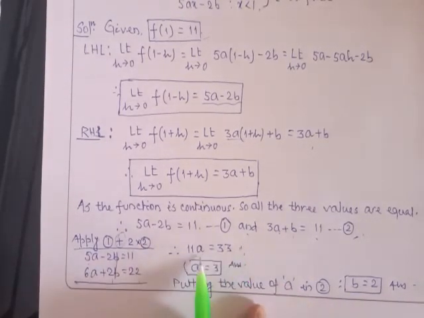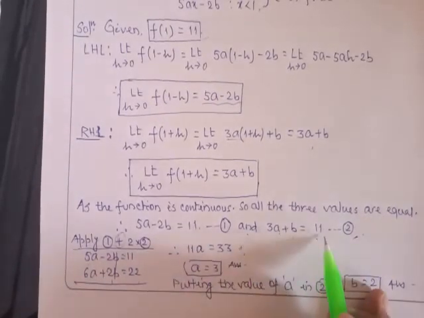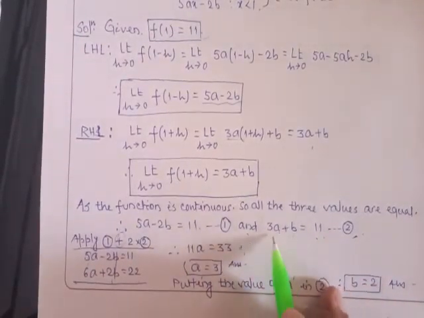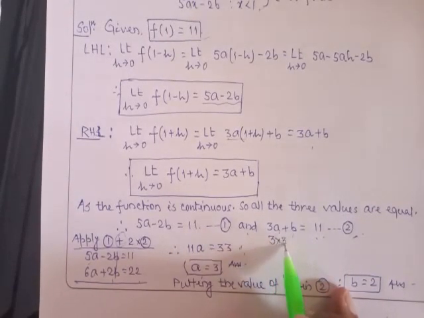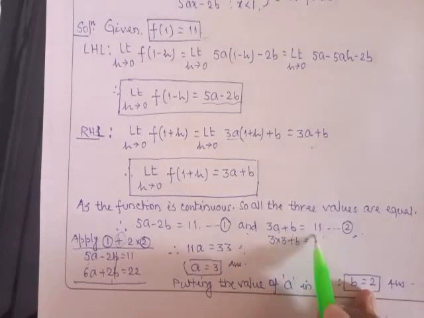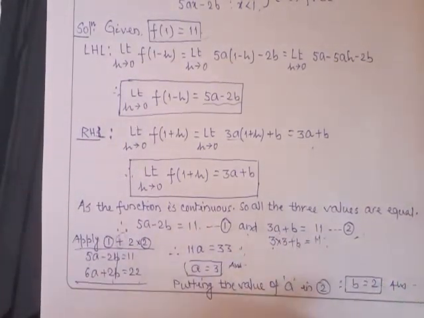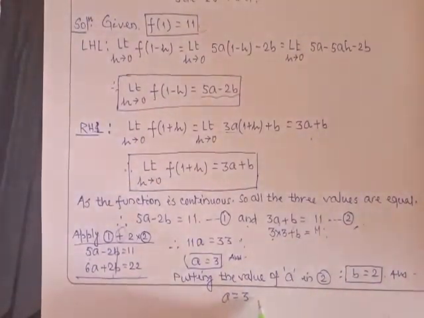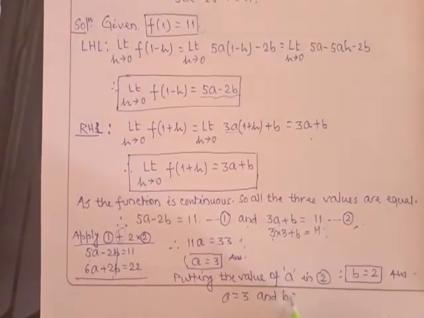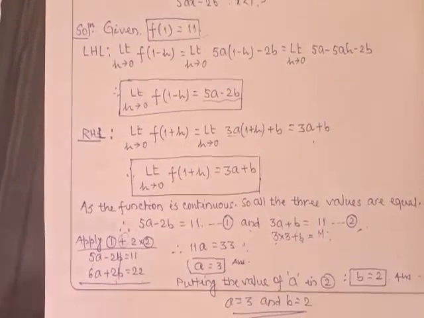Now putting the value of a in the second equation, then it should be 3 into 3 plus b is equal to 11. Hence b is equal to 2. So your final result will be a is equal to 3 and b is equal to 2. These are the values of a and b. So in this way we solve the problems.